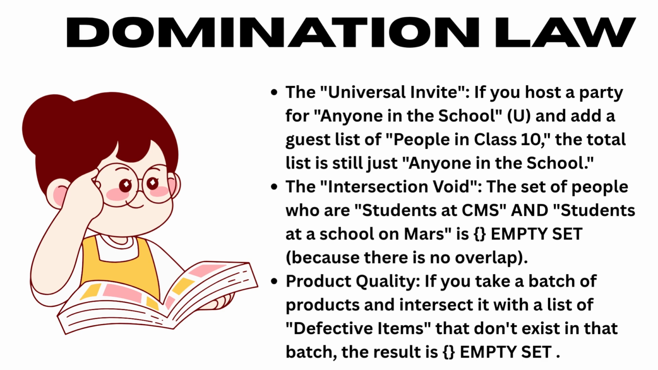The universal invite. If you host a party for anyone in the school, U, and add a guest list of people in class 10, the total list is still just anyone in the school. The intersection void. The set of people who are students at CMS and students at a school on Mars is the empty set because there is no overlap. Product quality. If you take a batch of products and intersect it with a list of defective items that don't exist in that batch, the result is the empty set.